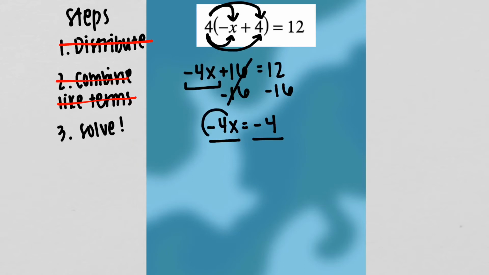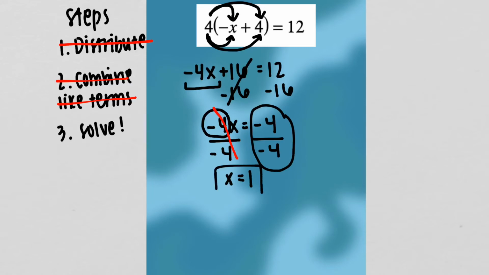That includes the sign. So I'm going to divide both sides by negative 4. When I do that on the left side, it cancels out, and I'm just left with x equals, and negative 4 divided by negative 4 leaves me with 1. So we have our variable equals a number, so our third step, solve, is done as well.